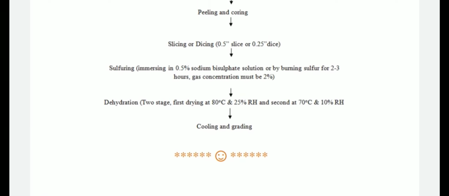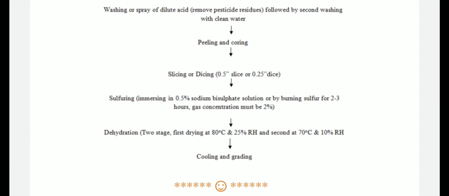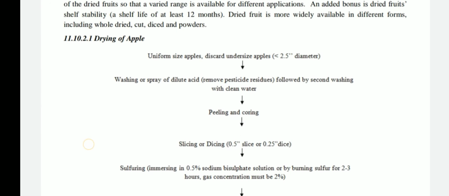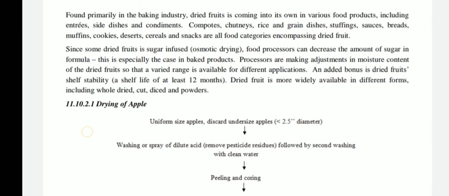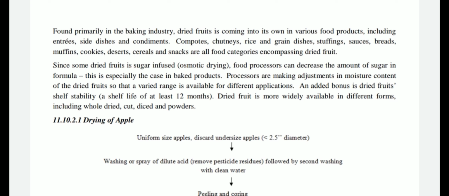So I think it is clear, the drying of fruits and vegetables, the principle, the mechanism, the method, all three are clear. If you have any query, you can post it in the comment box of the classroom app, or you can ask me personally.